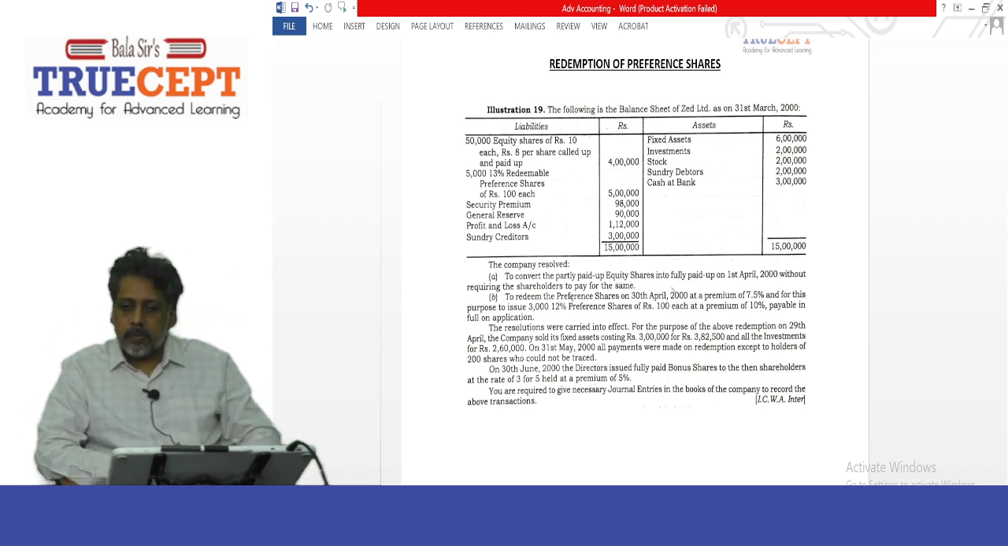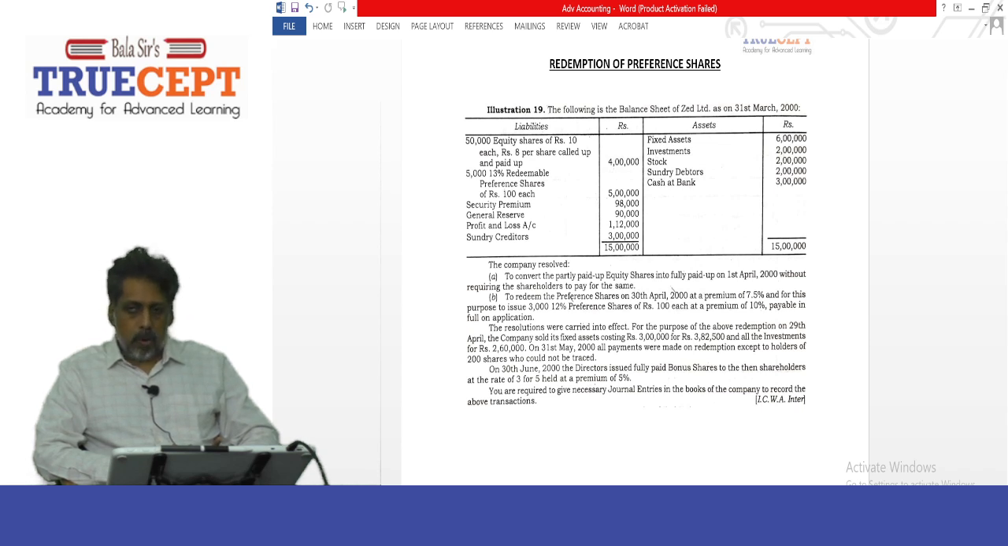Next. On 30th June 2000, the directors issued fully paid bonus shares to the then shareholders at the rate of 3 for 5 held at a premium of 5%. Come again. On 30th June 2000, the directors issued fully paid bonus shares to the then shareholders at the rate of 3 for 5 held at a premium of 5%.